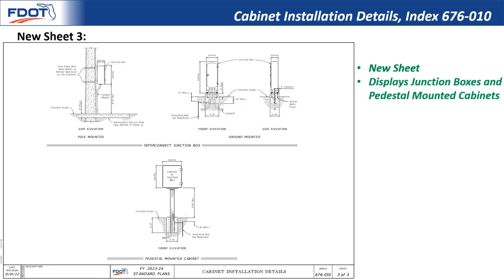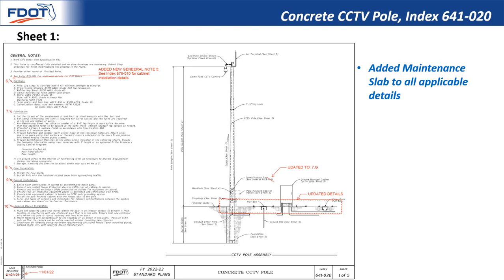Here's another new sheet for Index 676-010. This is Sheet 3, and it has 2 new details, the interconnect junction box and a pedestal mounted cabinet. Okay, so next I will go through 641-020, concrete CCTV poles. I am not going to cover Index 649-020, steel CCTV poles, because the edits were very similar to 641-020 and 676-010.